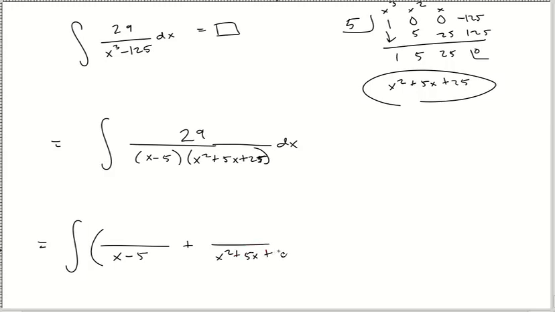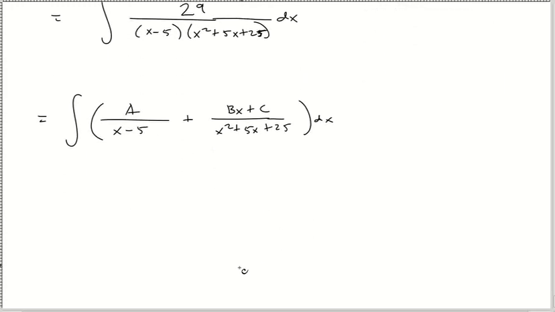And it's going to end up looking like this in the end. This is going to be an A, and this is going to be a B x plus C. Notice that this is a 2, so that must be a 1. Descend down. Yeah, exactly. And so this is equal to that, and now we have to figure out what those A's, B's, and C's are.